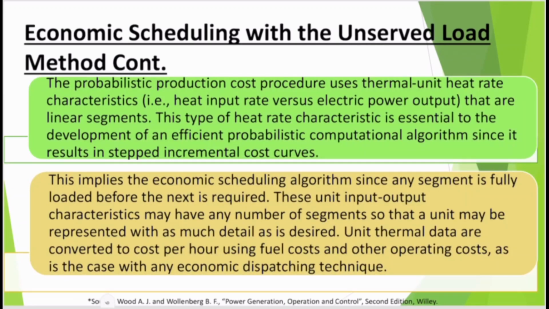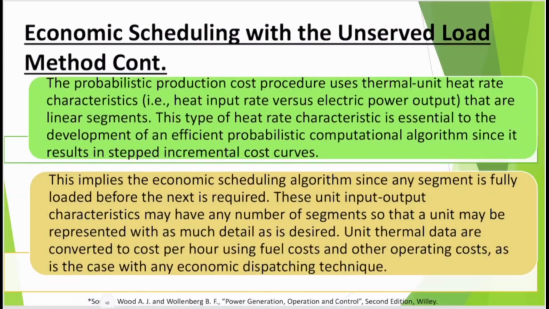The probabilistic production cost procedure uses thermal unit heat rate characteristics, that is heat input rate versus electric power output, that are normally linear segments. It could be non-linear, but in this case we have assumed linear segments. This type of heat rate characteristic is essential to the development of an efficient probabilistic computational algorithm, since it results in stepped incremental cost curves. This implies the economic scheduling algorithm, since any segment is fully loaded before the next is required.